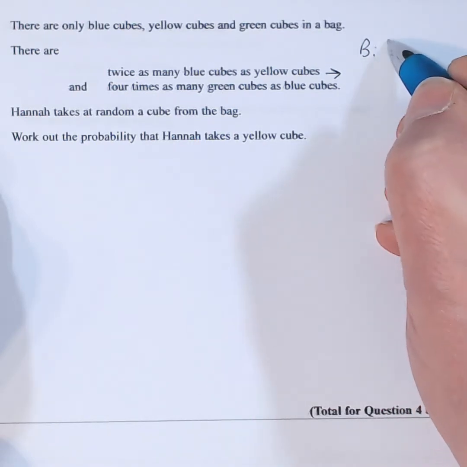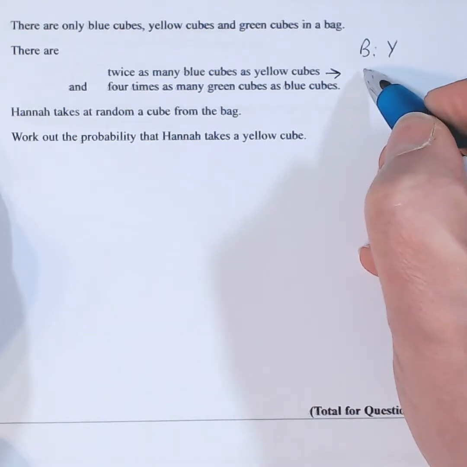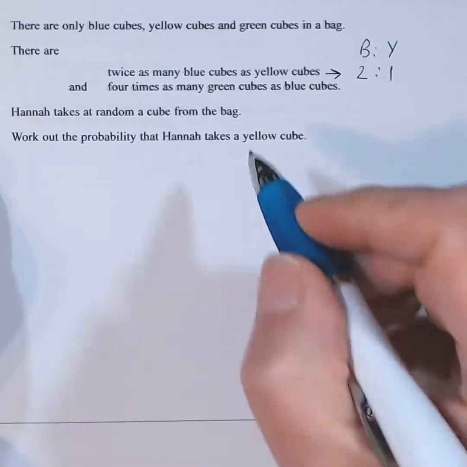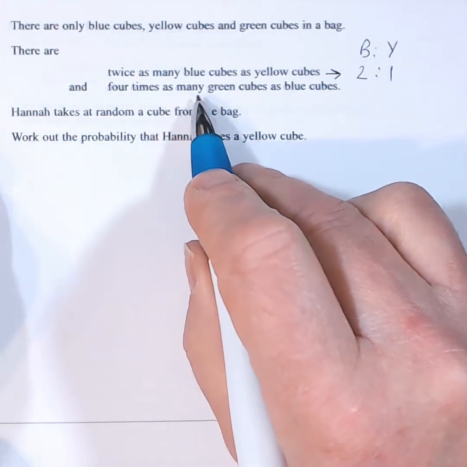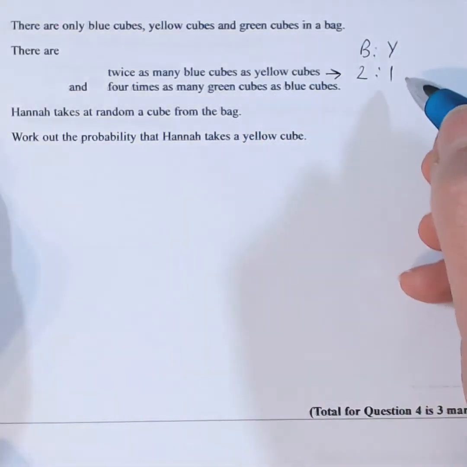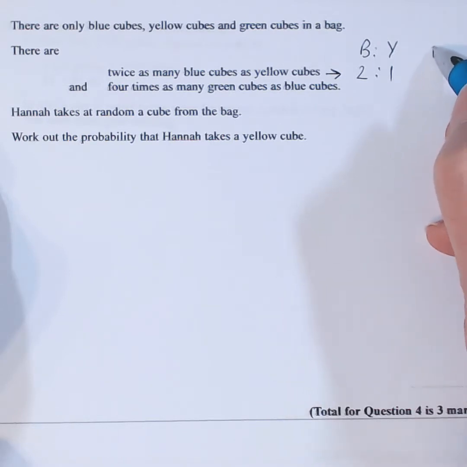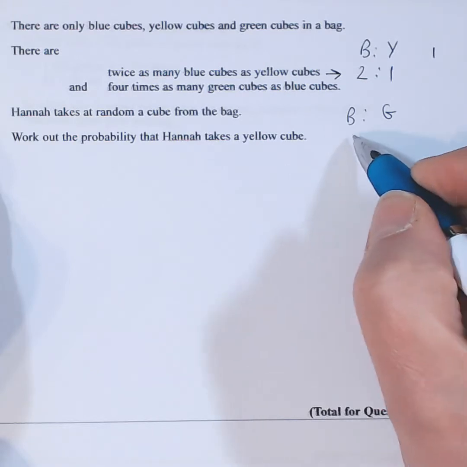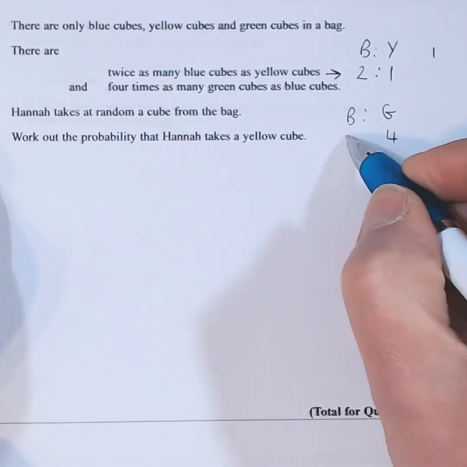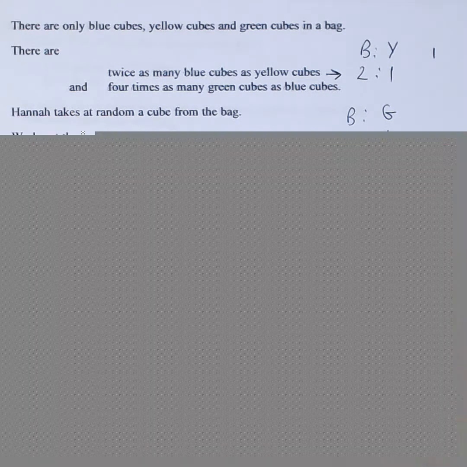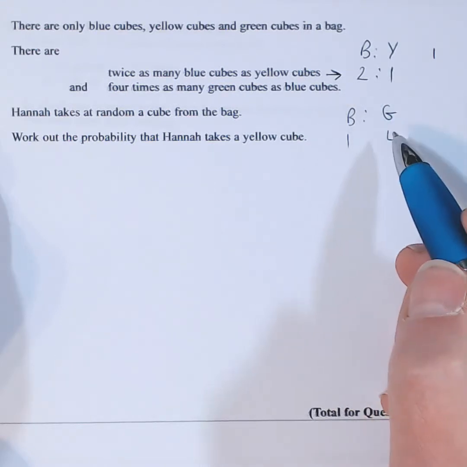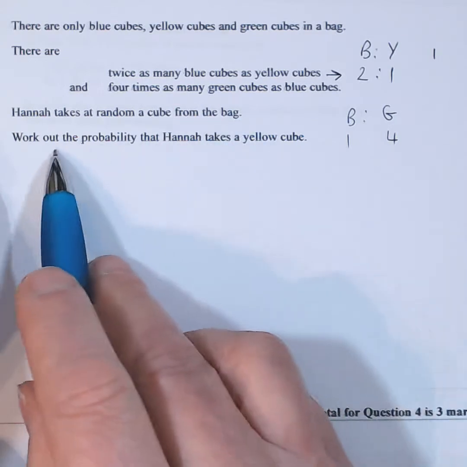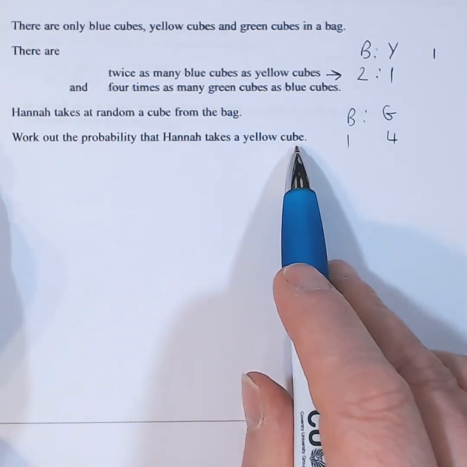So we can see that blue to yellow, twice as many blues as there are yellows, so that'll be a ratio of 2 to 1. And then they're saying there's 4 times as many green cubes as blue cubes, so we can say blue to green, 4 times as many green cubes as there are blue cubes. Okay, so that's the scenario. Hannah takes a random cube from the bag. Work out the probability that Hannah takes a yellow cube.